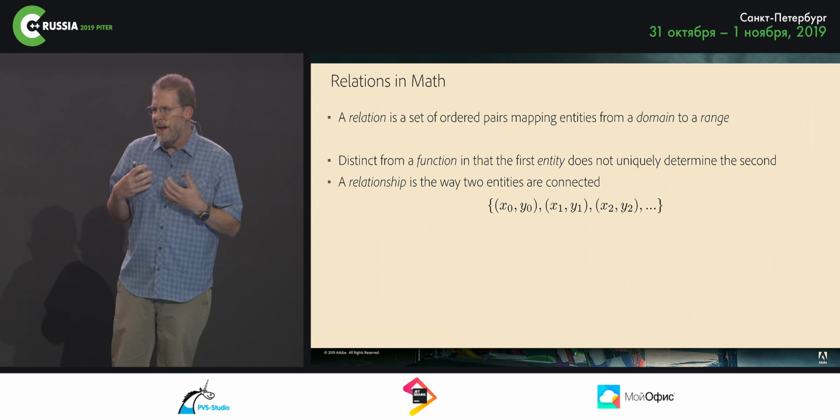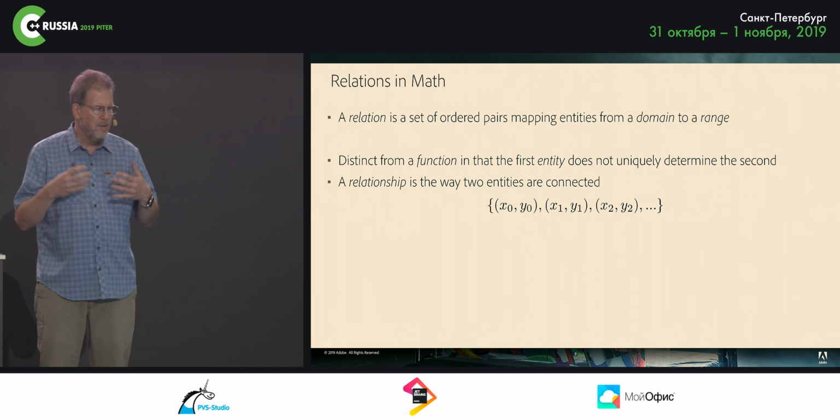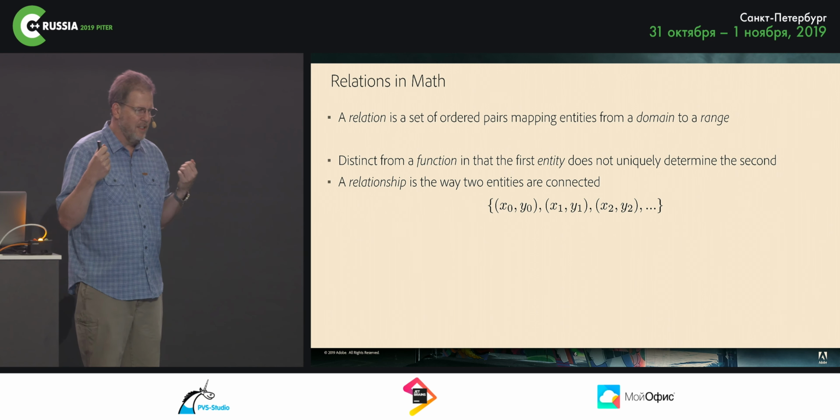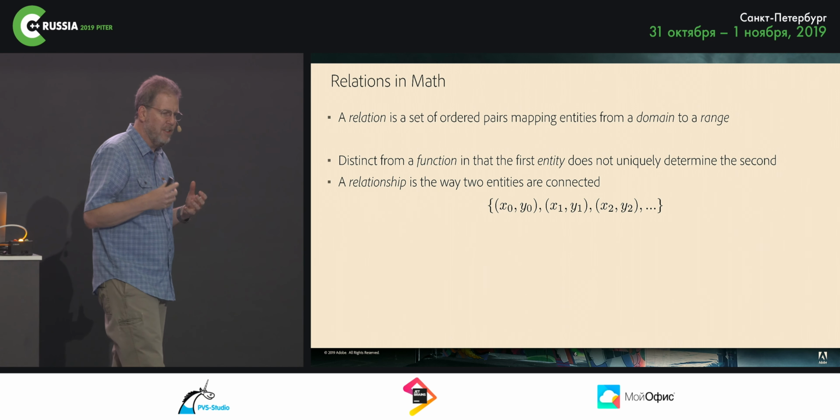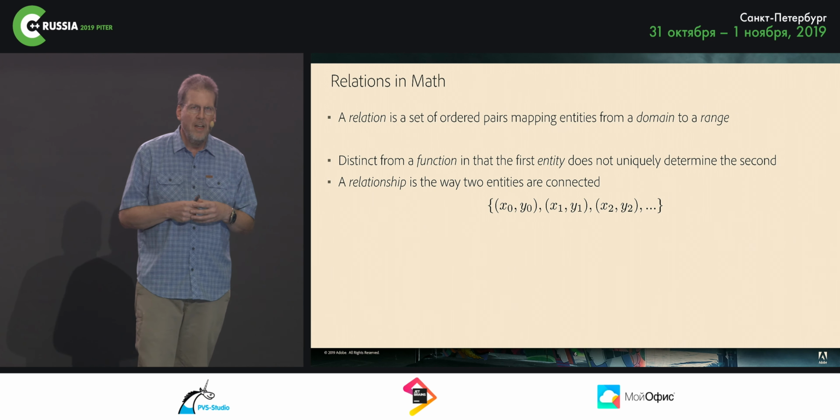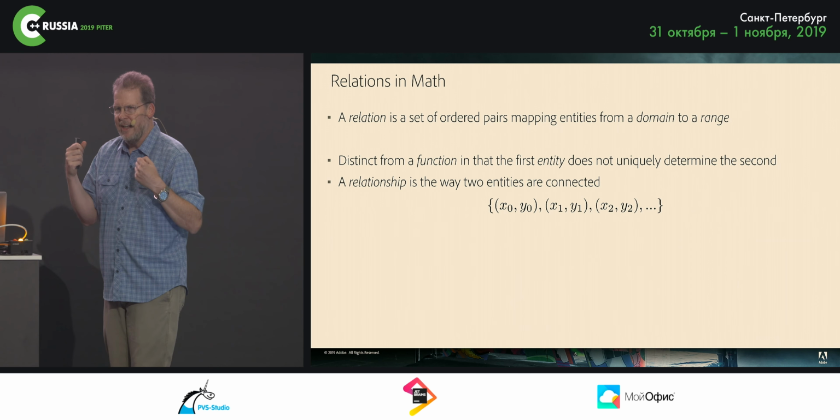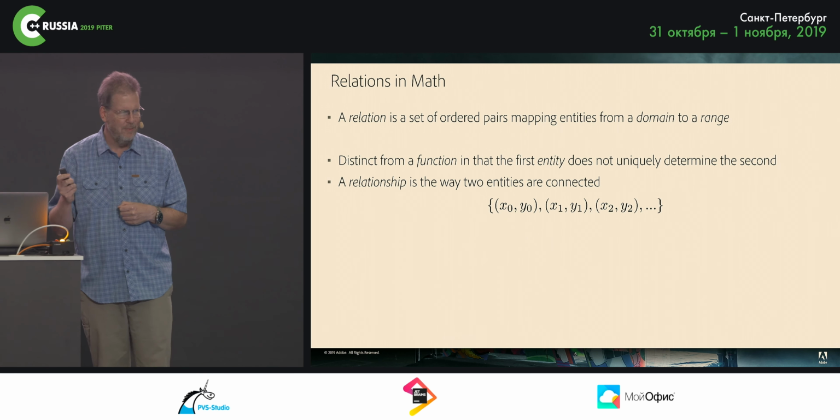A relation in math is an ordered pairs mapping entities from some domain to some range. It's distinct from a function in that the first entity does not uniquely determine the second. So a relationship is the way that two entities are connected. How are things connected?